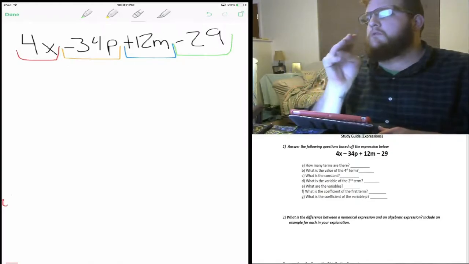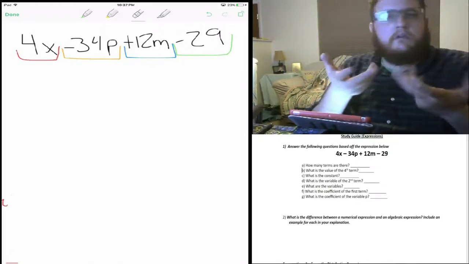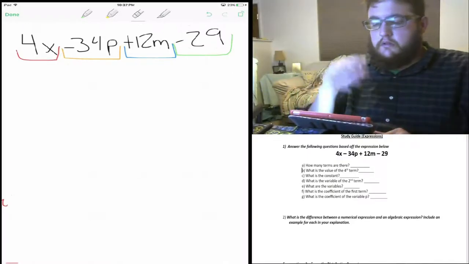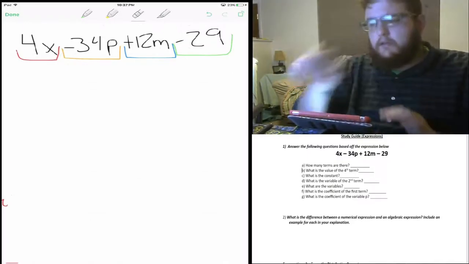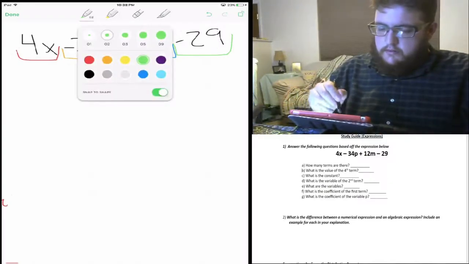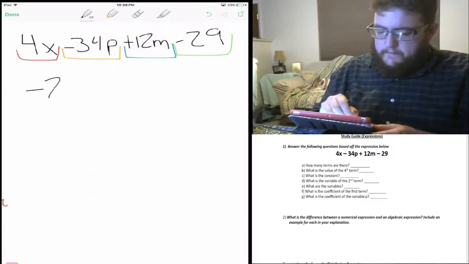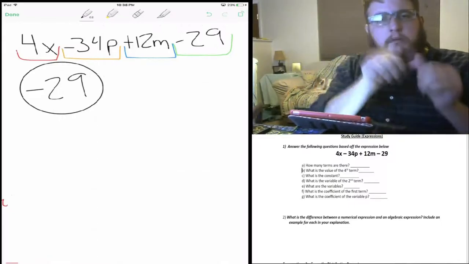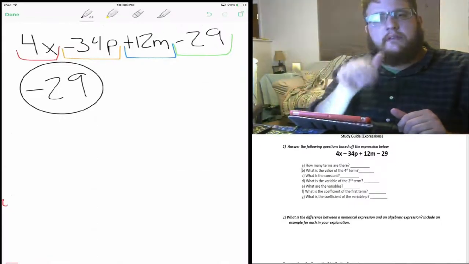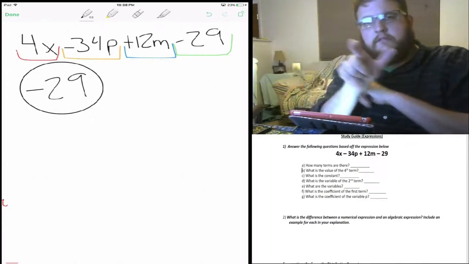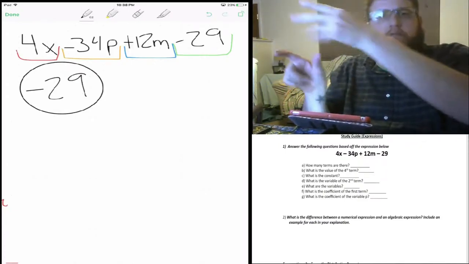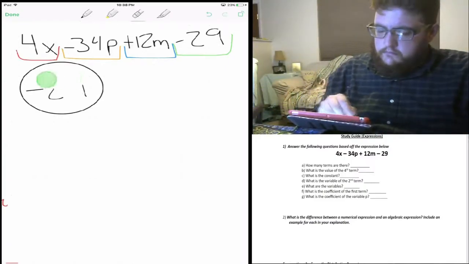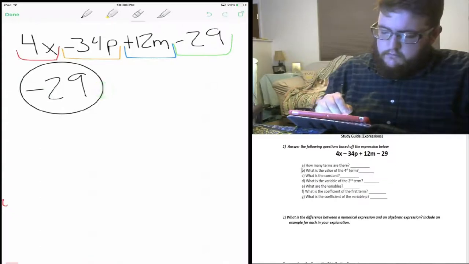Anyway, B says, what is the value of the 4th term? Well, we have our terms separated out into first, second, third, and fourth. So the 4th term is the negative 29. So our answer is just negative 29. That would be our 4th term. And I just found that by counting from left to right, the first, second, third, and finally 4th term.